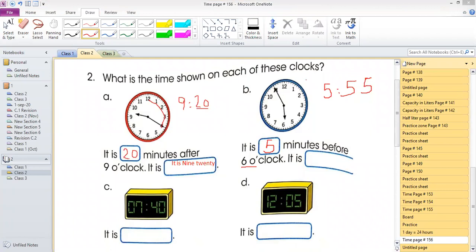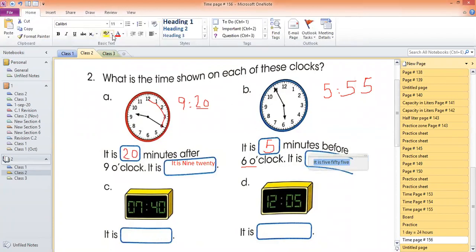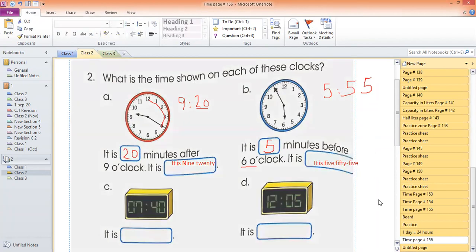Okay, it is 5 minutes before 6 o'clock. So you can write here it's 5:55 or it is 5 to 6. So I am writing here it is 5:55.